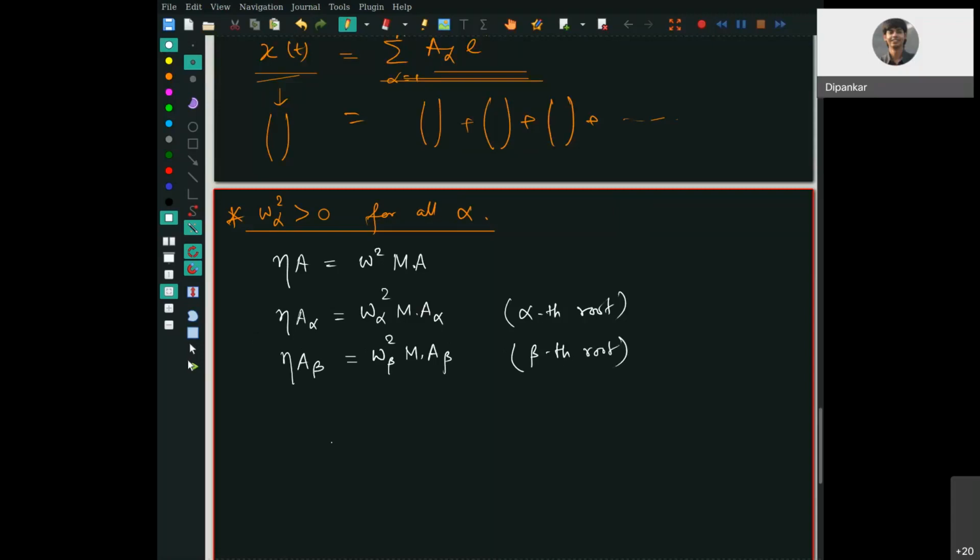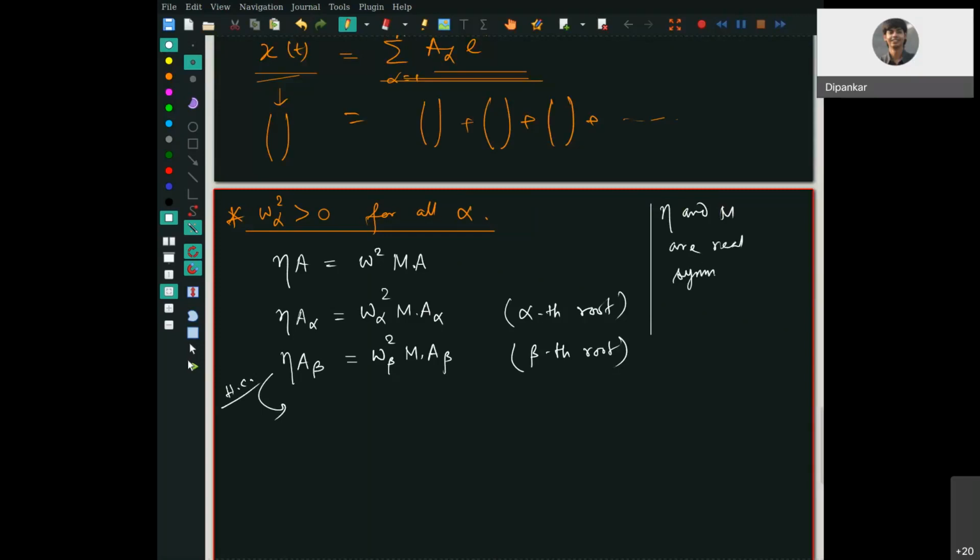Okay. So if you take the Hermitian conjugate of this equation, and remember both eta and M are real and symmetric matrices. Real symmetric is another way of saying Hermitian matrices. So what you have is eta dagger equals eta and M dagger equals M. That follows from the definition of those quantities.